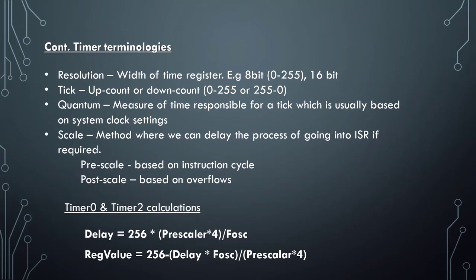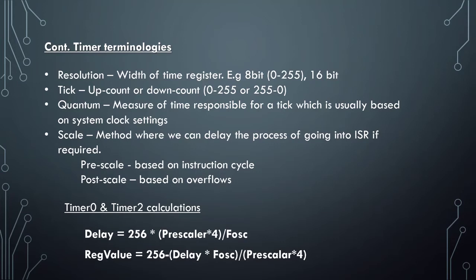Next terminology, we have the quantum, which refers to the measure of time responsible for a tick, which is usually based on the system clock settings. The system clock settings vary, but we usually use 20 megahertz. It refers to the measure of time responsible for the tick. 1, 2, 3, so all those are ticks. So how does it move from 1 to 2? That is the measure of time referred to as quantum, based on the system clock settings.